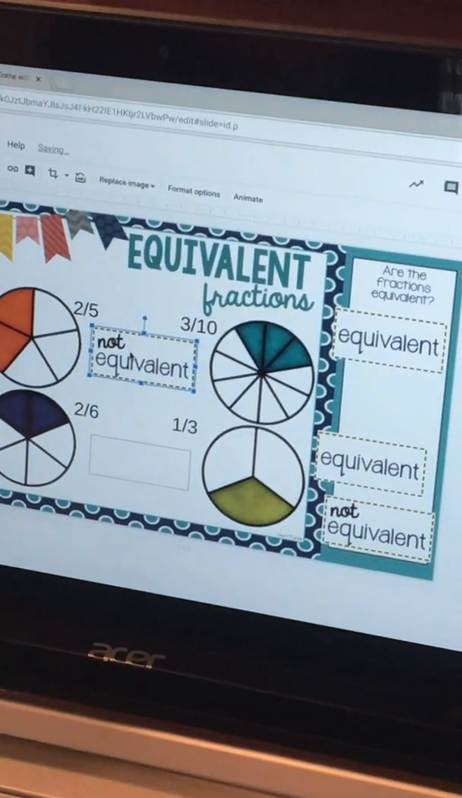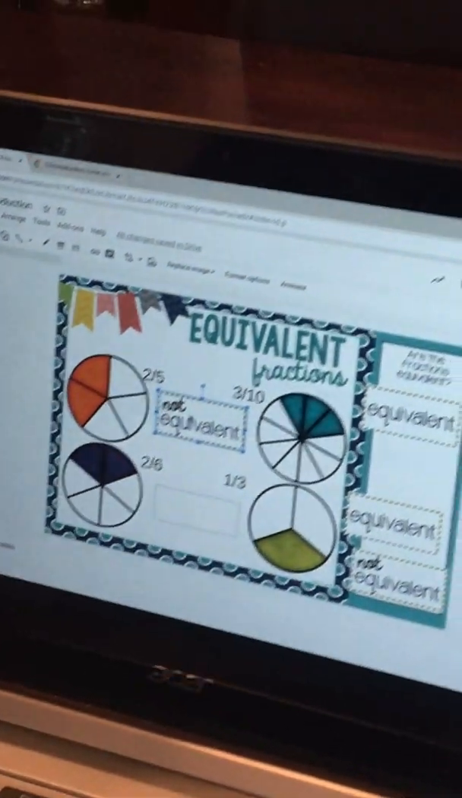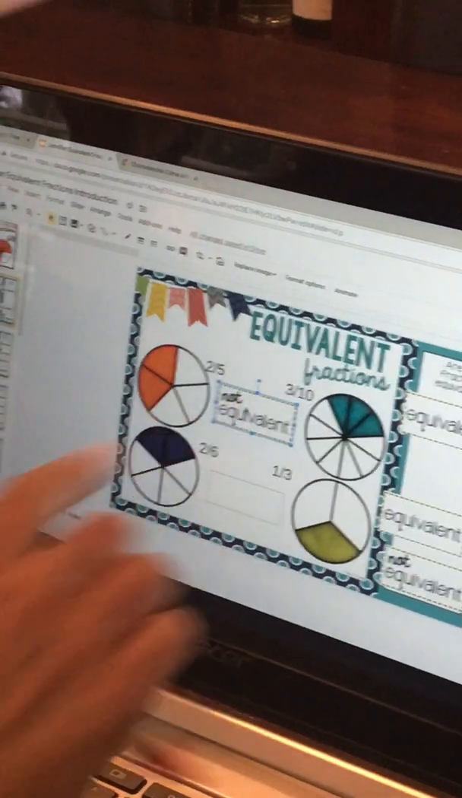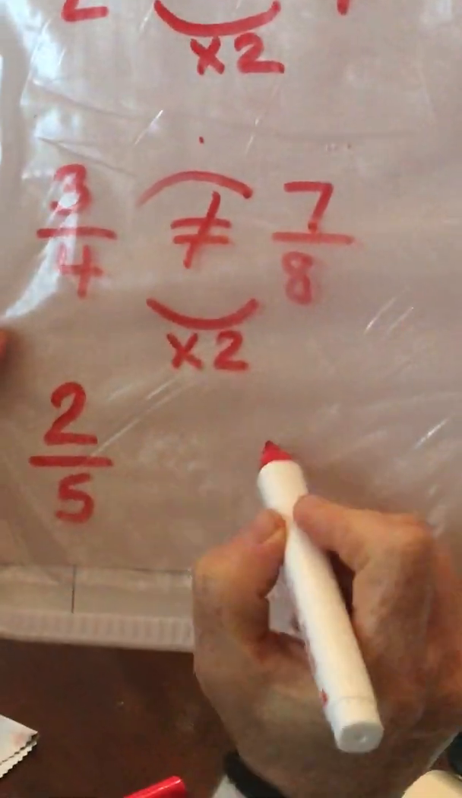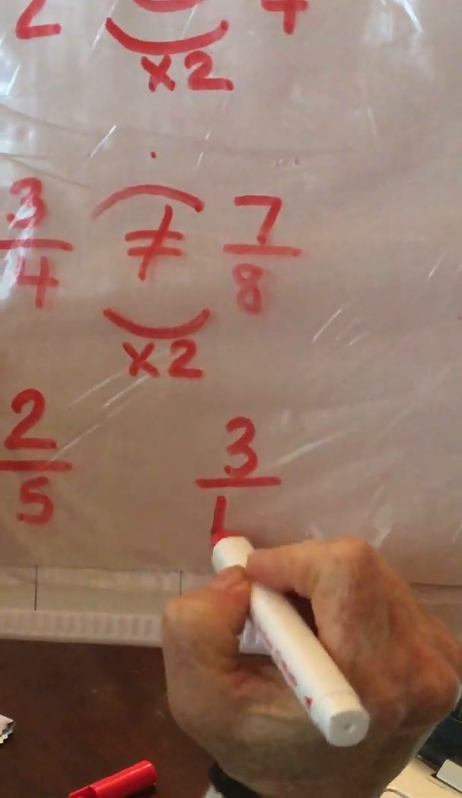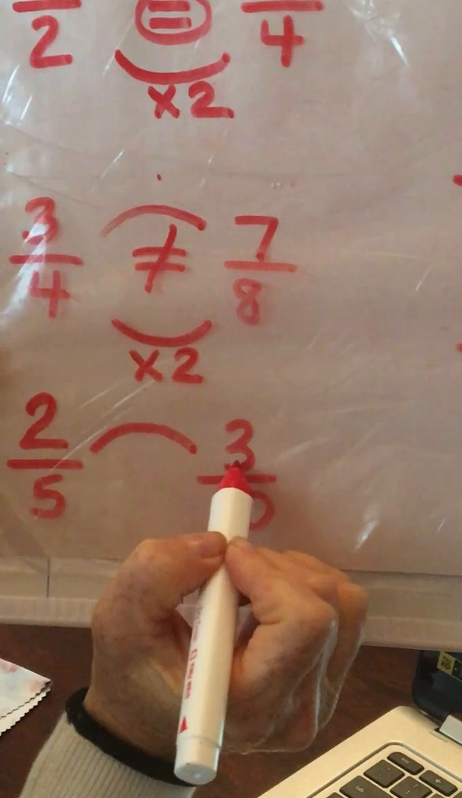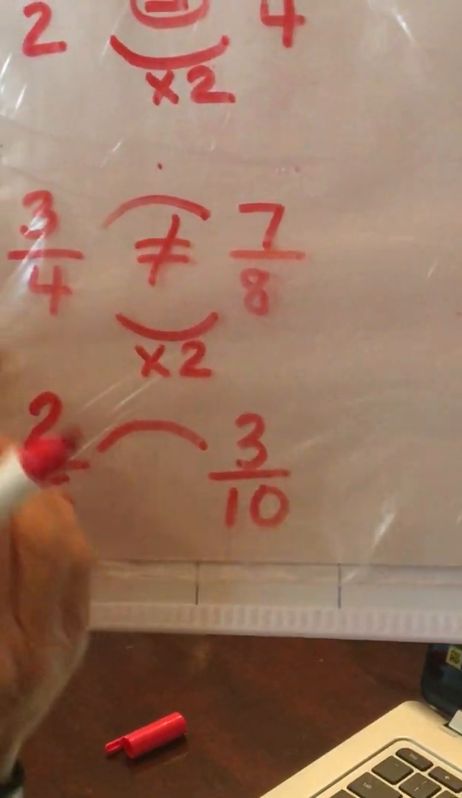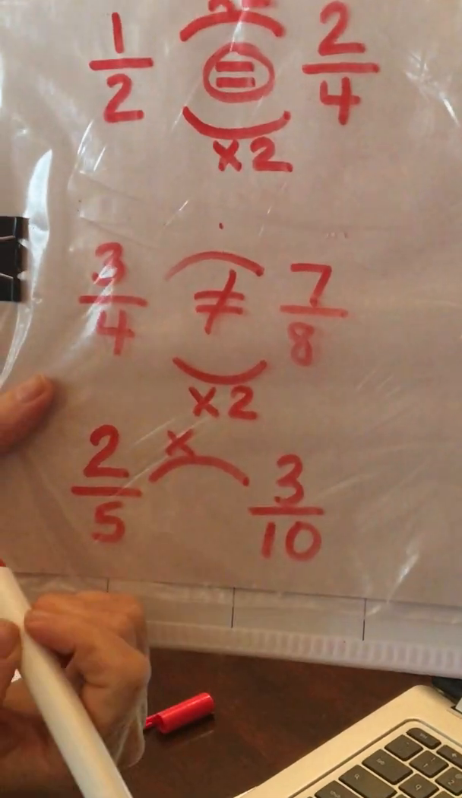But if you want to use that strategy that I just taught you, let's try it. 2/5, 3/10. So you can say to yourself, 3 is on this side, 2 is on this side because I want the smaller numerator here. 2 times what is 3?